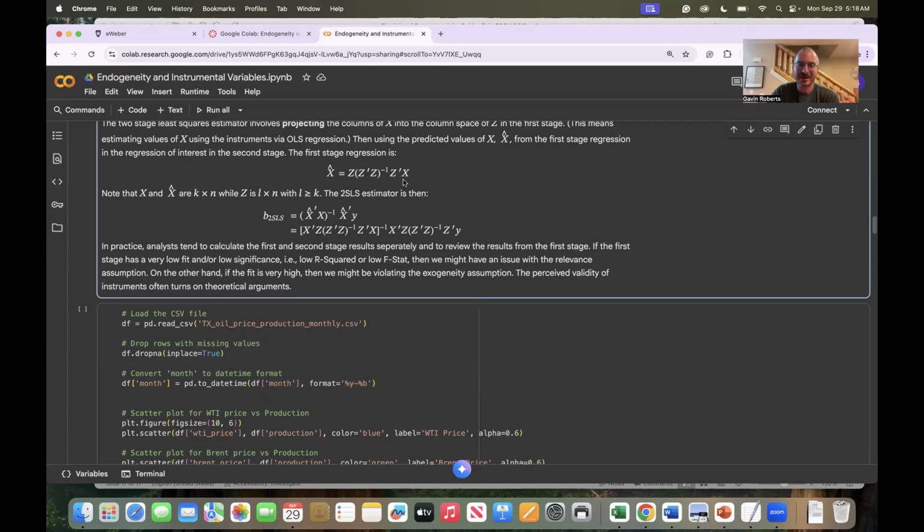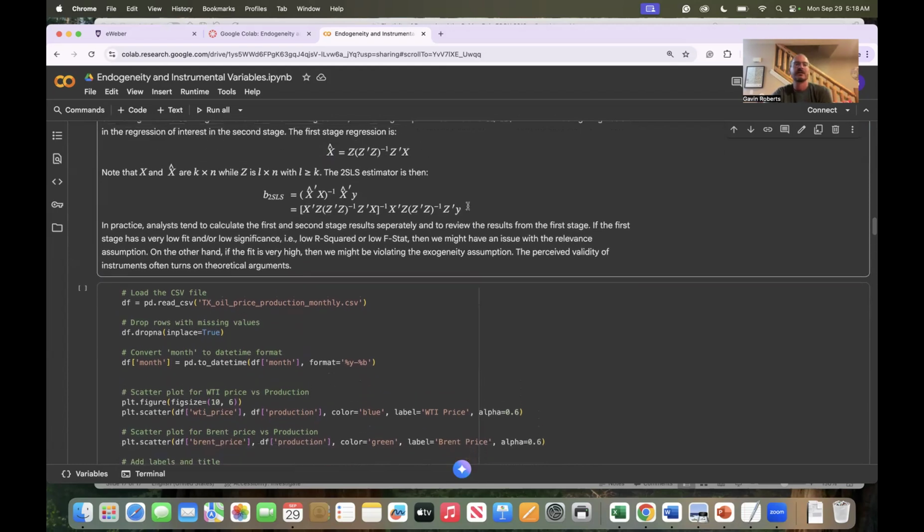So X hat equals Z (Z prime Z) inverse Z prime X. That's what X hat equals in matrix algebra. Essentially, (Z prime Z) inverse Z prime X is the beta coefficient, right? That's just the formula for B, OLS. And then if we multiply our coefficient by our variable, we get a predicted value, X hat. Normally we'd have something like B OLS is (X prime X) inverse X prime Y, so without this right here.